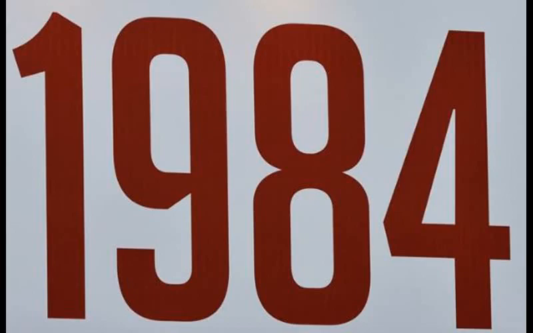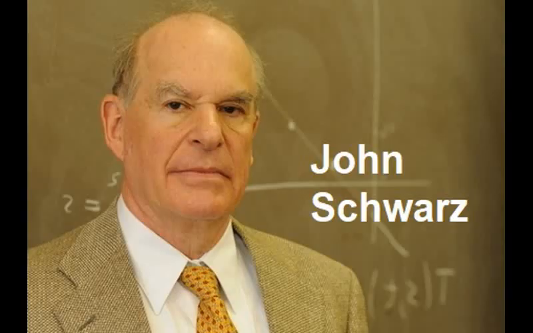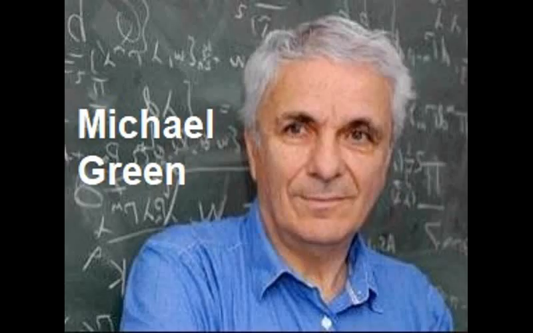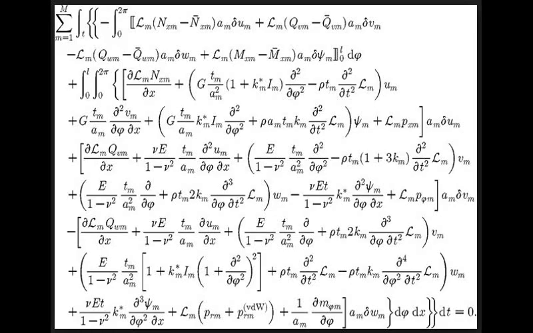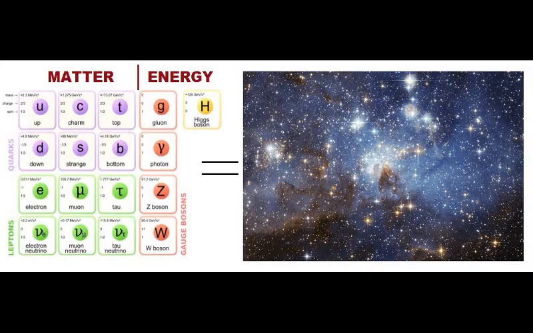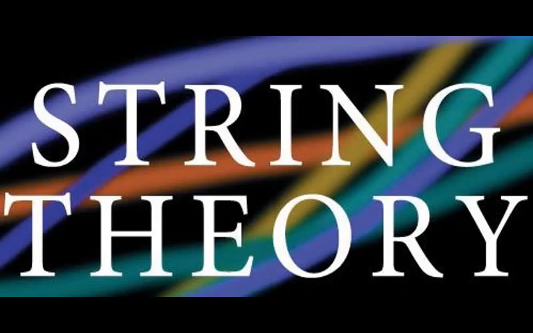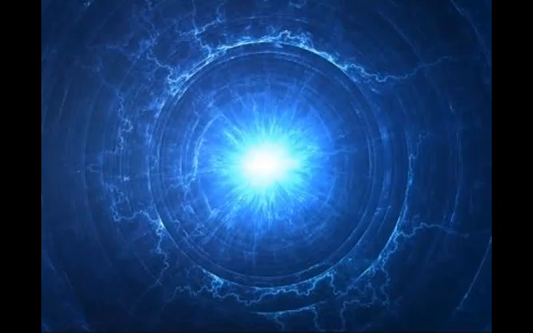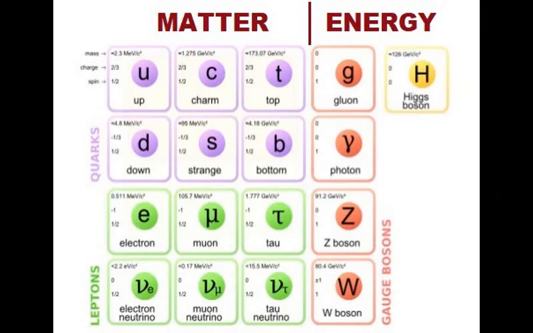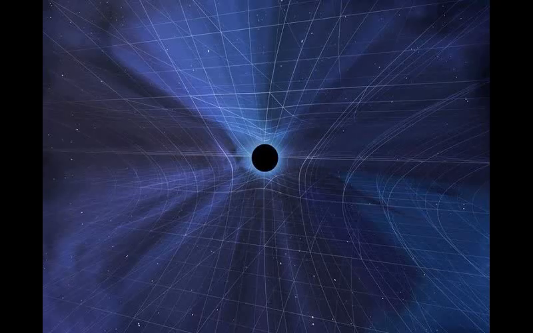Finally, in 1984, 2 physicists, John Schwartz and Michael Green, developed a single formula that describes both small and large. It's called superstring theory, and it says that all matter and energy is made up of tiny, vibrating strings. These strings vibrate in frequencies that correspond to the known particles of matter and energy, and it also describes gravity.